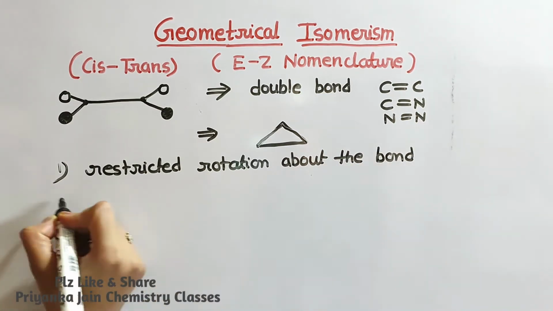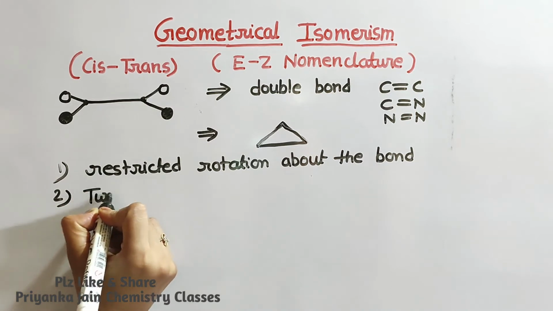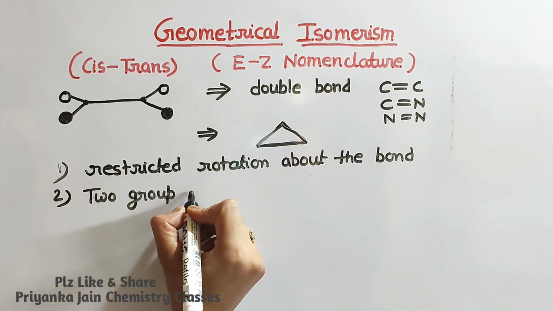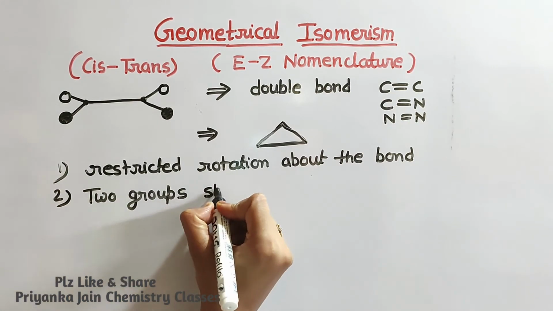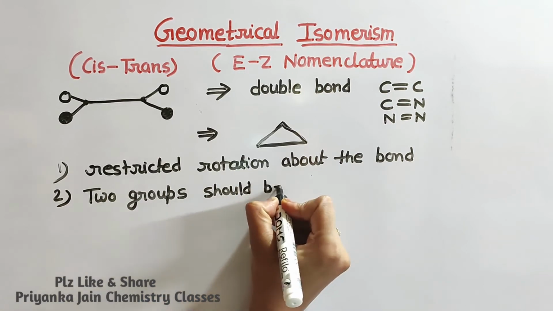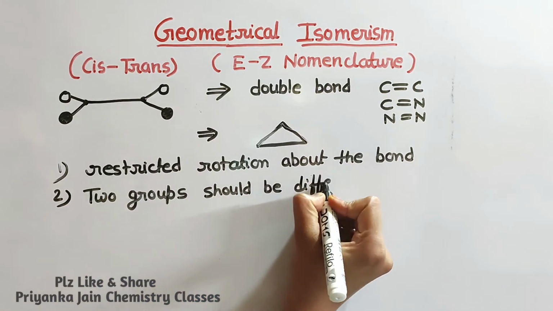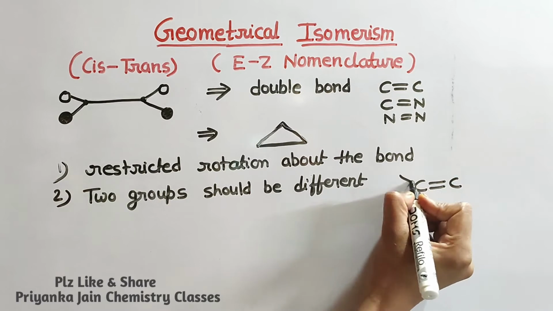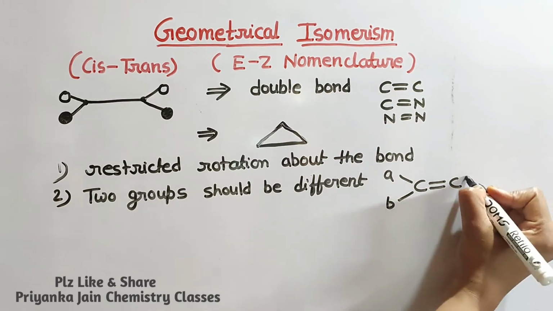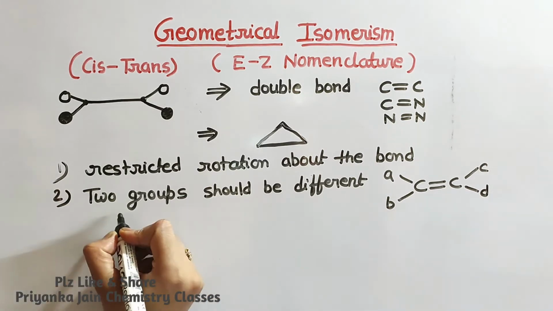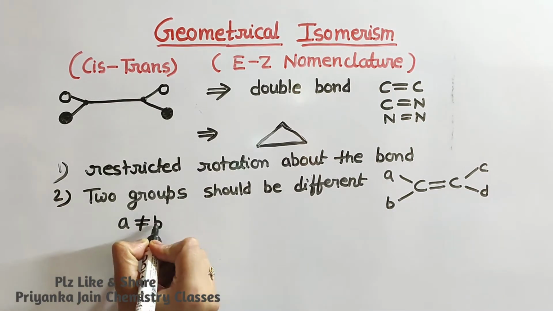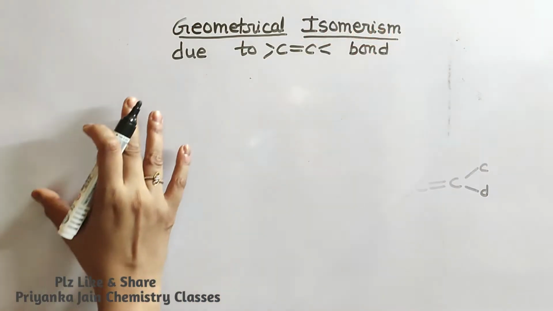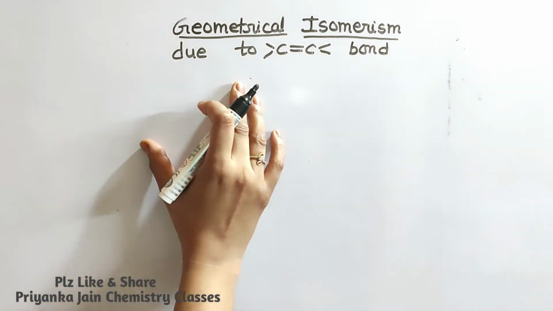Another condition is that the two groups attached to one carbon atom should be different. Two groups should not be the same. That is to say, if we have a compound in this manner with groups A, B, C and D attached, then the criteria is that A should not be equal to B and C should not be equal to D.